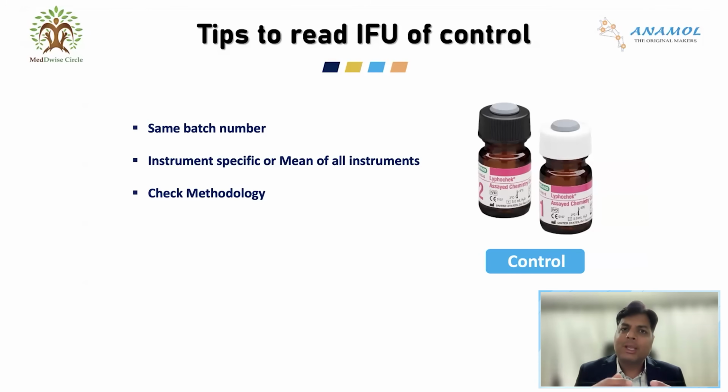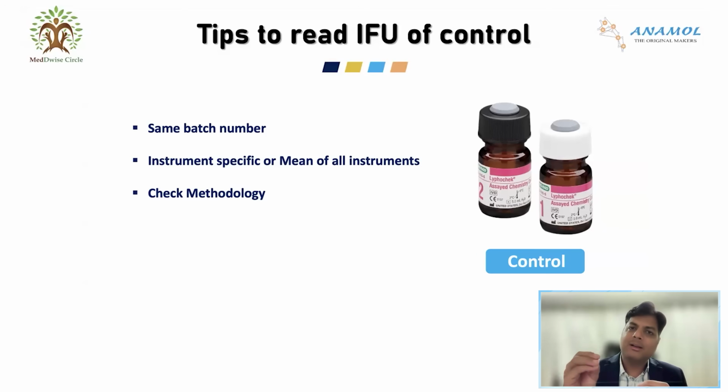Secondly, when we check the value chart or the instructions for use, there are different instruments mentioned in that particular value chart. So if I am using an instrument of a particular company, then I have to refer to the value of that particular instrument only. Suppose, for example, I'm using a Beckman-Coulter instrument in my lab, and there is a value chart for Beckman-Coulter specifically. Then I have to refer to the value chart of Beckman-Coulter only.